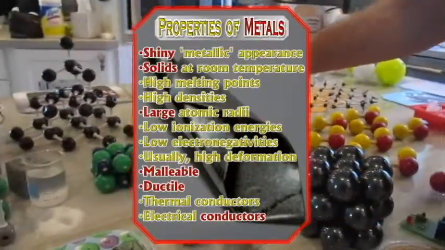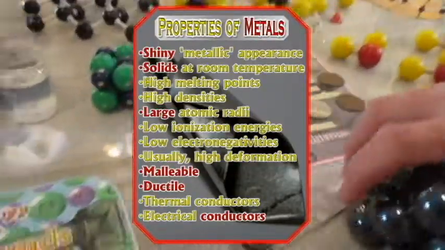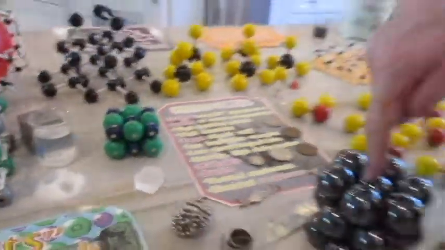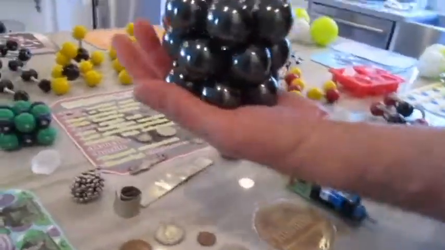That's why they have these properties. They have these properties because of the metallic bond. These are the properties of the metal. So look at this little model. This is a really good model of a metallic bond.